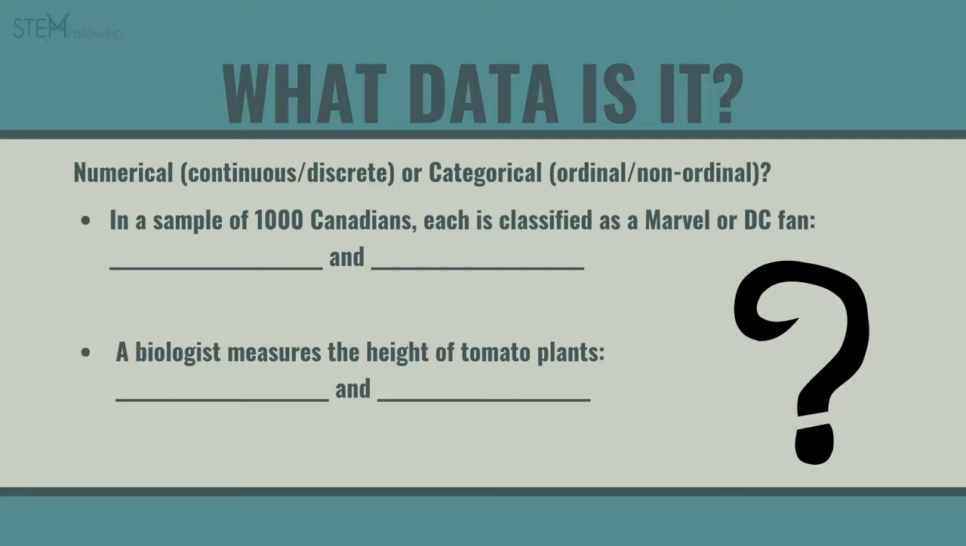Okay, in a sample of 1,000 Canadians, each is classified as either a Marvel or DC fan. This is categorical because it's either Marvel or DC, and non-ordinal because you can't order these two franchises.